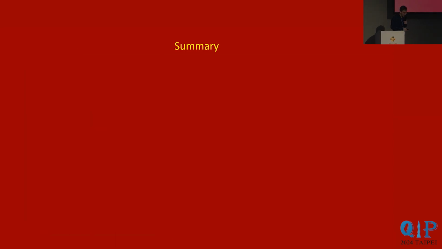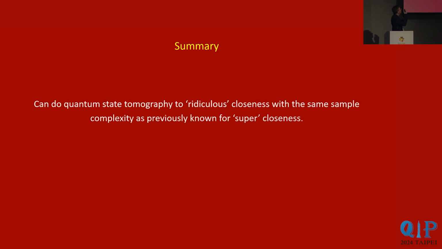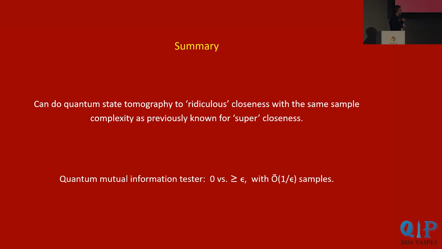Okay, so I'll just summarize what I've told you in the talk. We showed that you can do quantum state tomography with ridiculous closeness in your estimate, with the same number of samples as was previously known to achieve just super closeness, like infidelity at most epsilon. And we also showed a new testing algorithm, a quantum information tester, that given copies of an unknown bipartite state, can tell the difference between the case where it's a product state versus there's at least epsilon mutual information, and has linear scaling in 1 over epsilon.